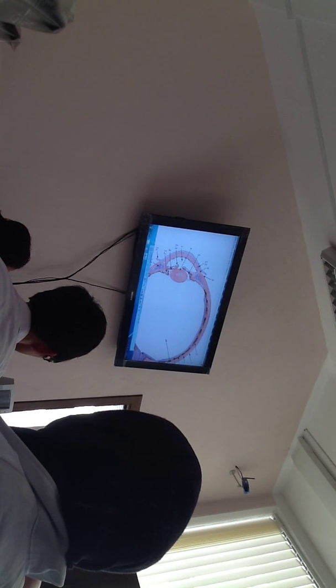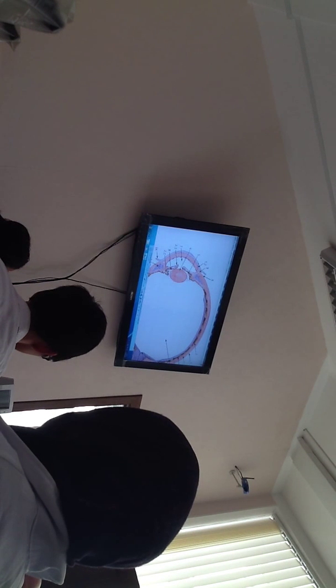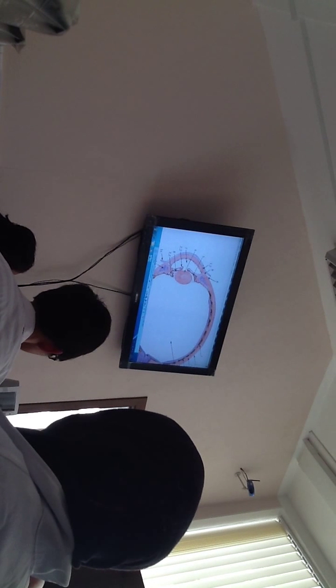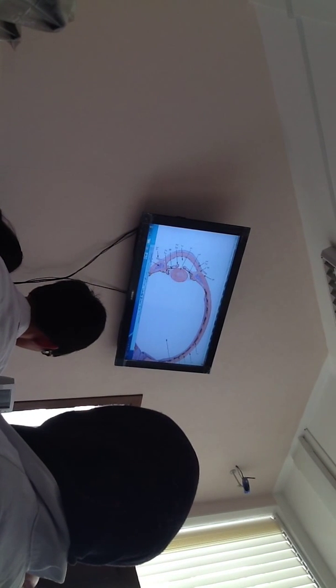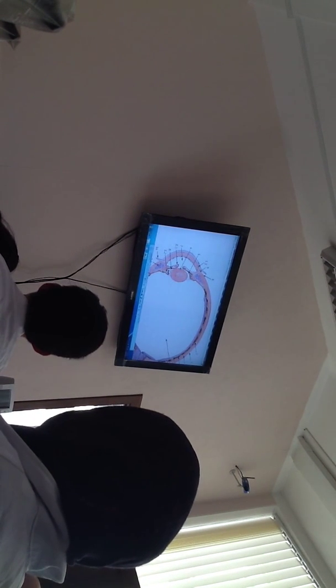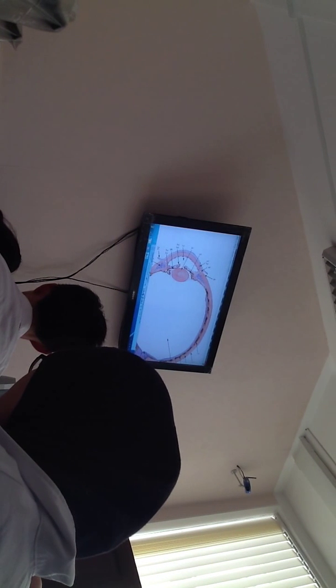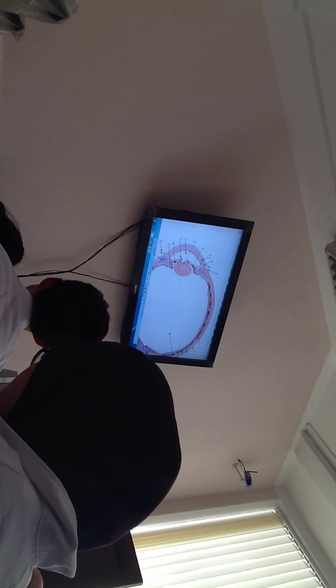Circular bundles and radial bundles of smooth muscle cells are present in the iris. Circular bundles contract, radial bundles relax the iris.